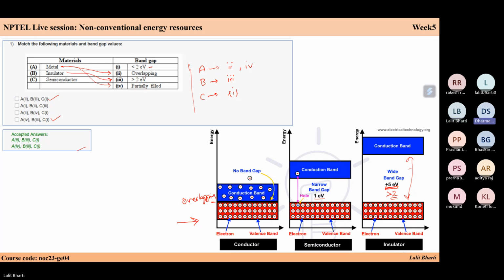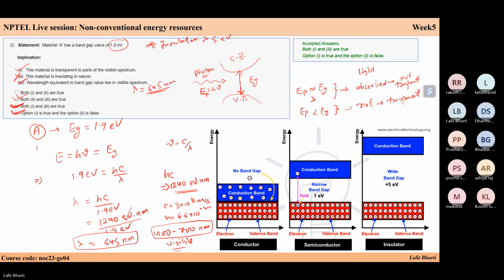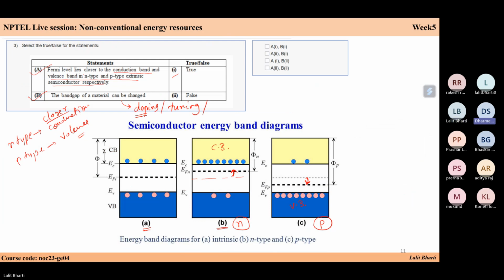Sir, in the third question, you said band gap can be changed by doping or not. Band gap is not changed by doping, because doping only changes the Fermi levels. For P type, it moves upward. For N type, it moves downwards. But the difference between the conduction band and valence band will not change. So the statement is false that the band gap cannot be changed.